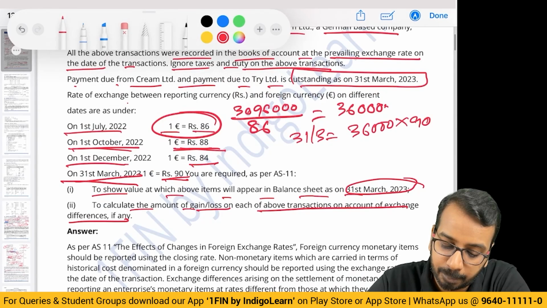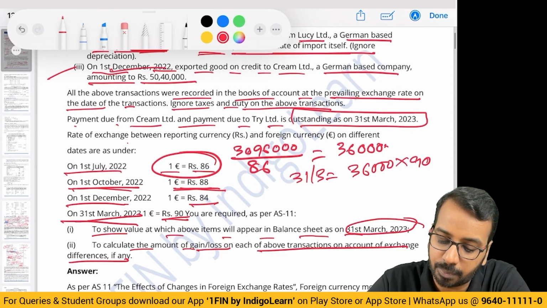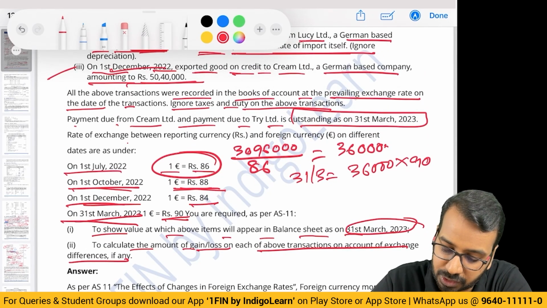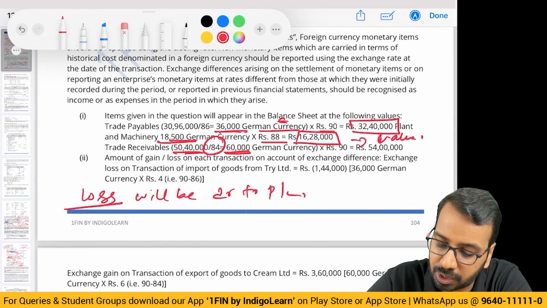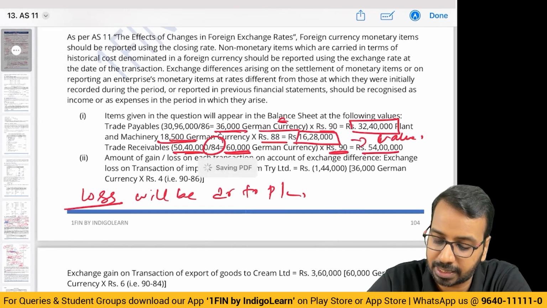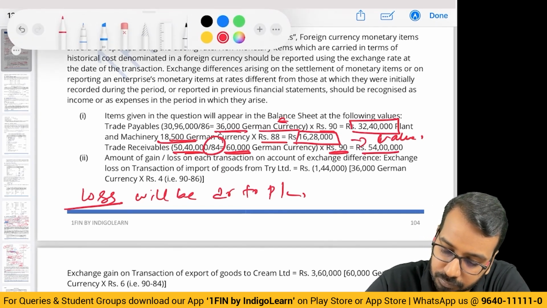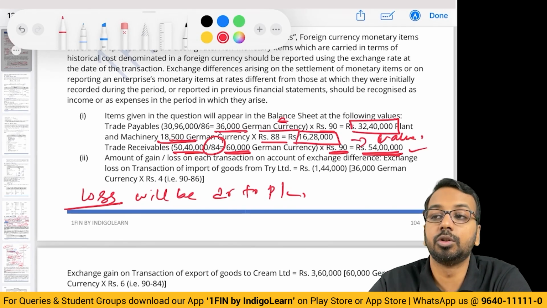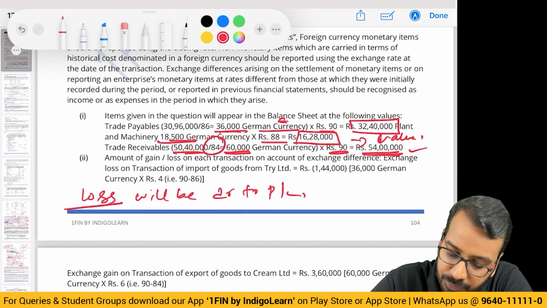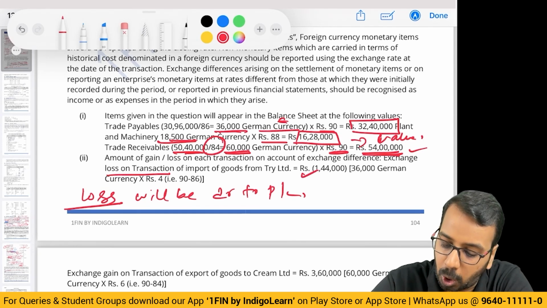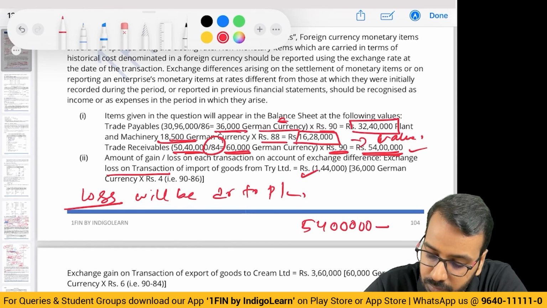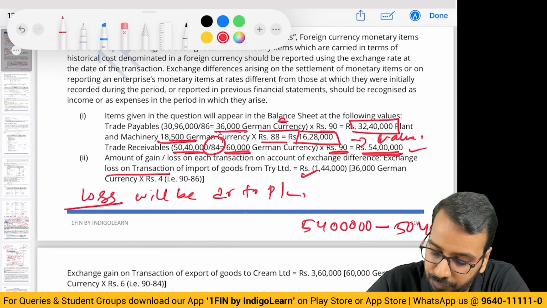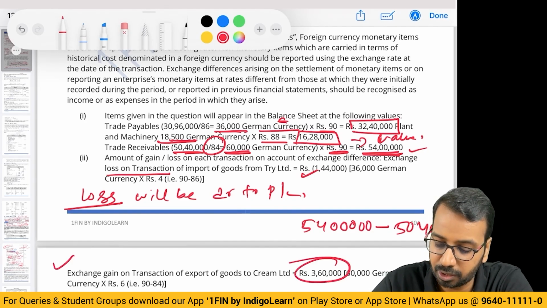Then on 1st of December, exported goods at 50,40,000. 1st of December rate is 84. So what is the value? 50,40,000 divided by 84, 60,000 multiplied by 90, 54 lakhs. So this 54 lakhs will be the closing balance, and in the import there is a loss which will be reported. On the export there is a gain, that is 54 lakhs minus 50 lakhs 40,000. There is a gain of 3 lakhs 60,000. So this 3 lakhs 60,000 will be shown as gain.